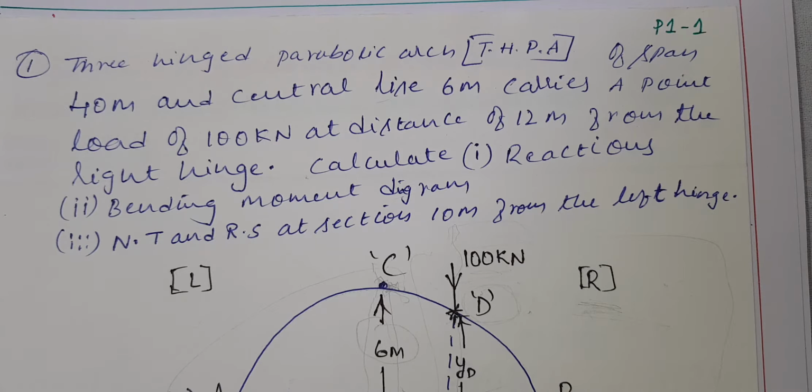Hello everyone. In the previous video I gave a problem like this: a three-hinged parabolic arch of span 40 meters and central rise of 6 meters carries a point load of 100 kilonewton at a distance of 12 meters from the right hinge. This is the previous problem where we found the reactions, the bending moment diagram, and also the normal thrust as well as the radial shear.